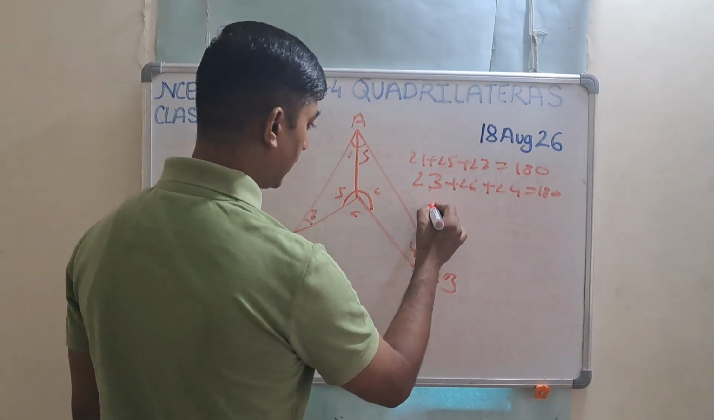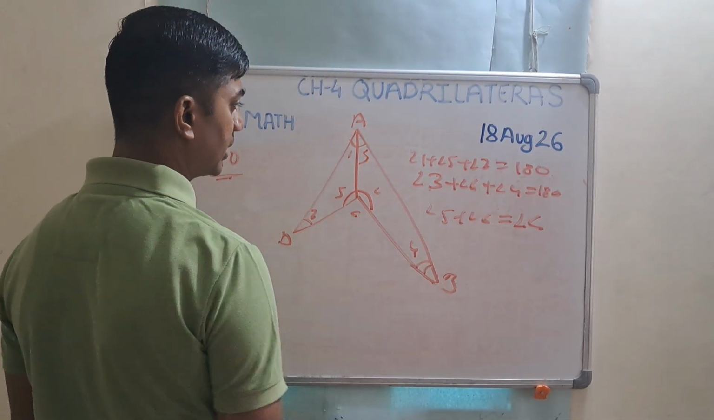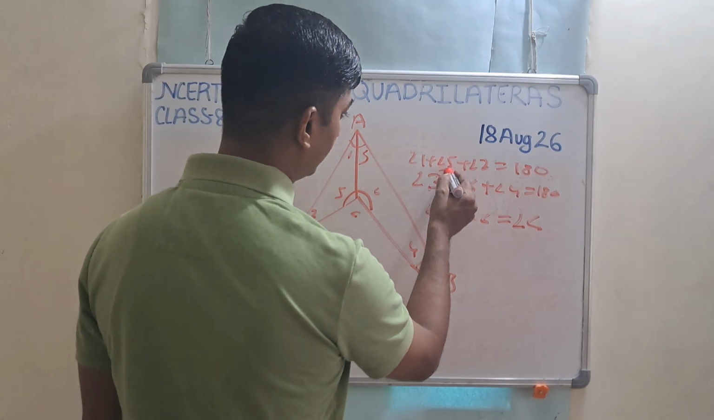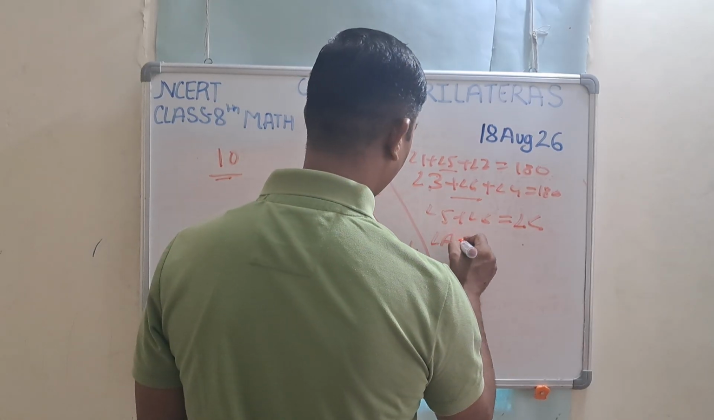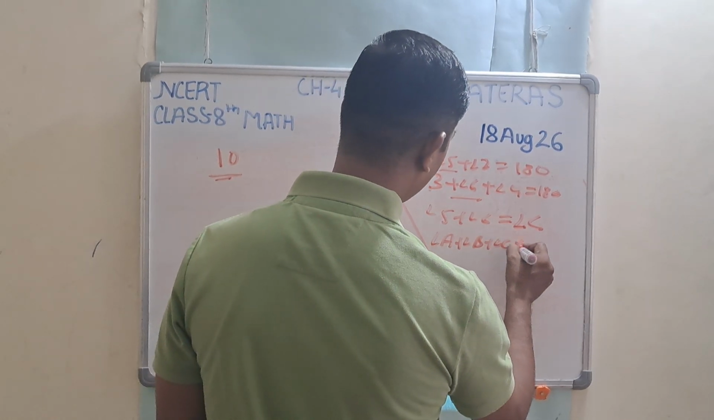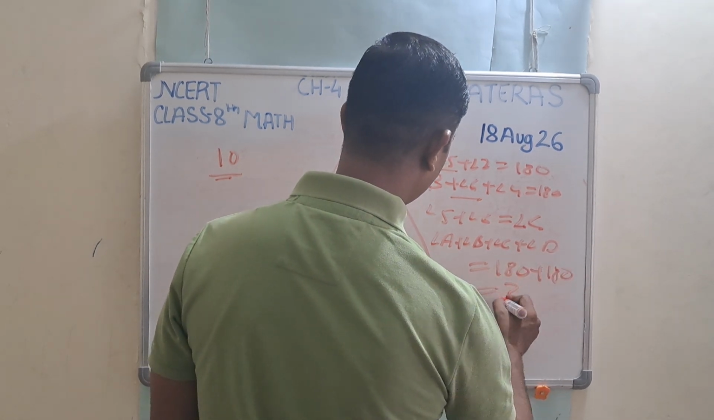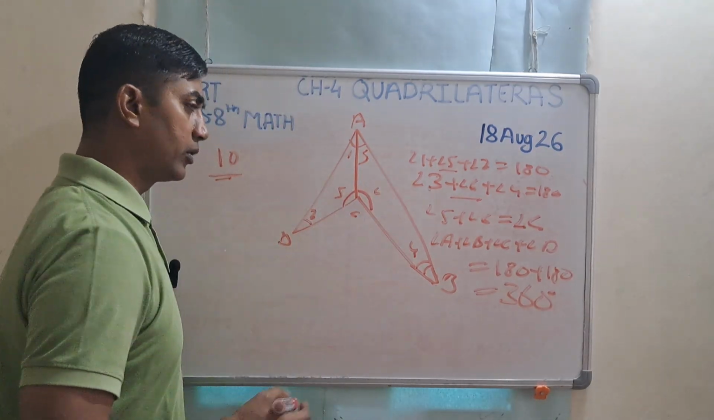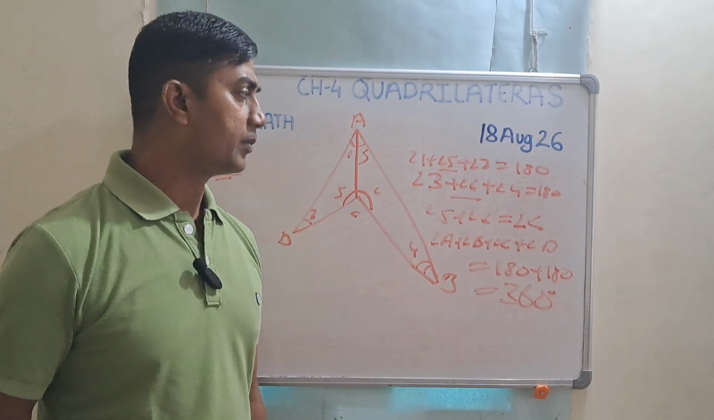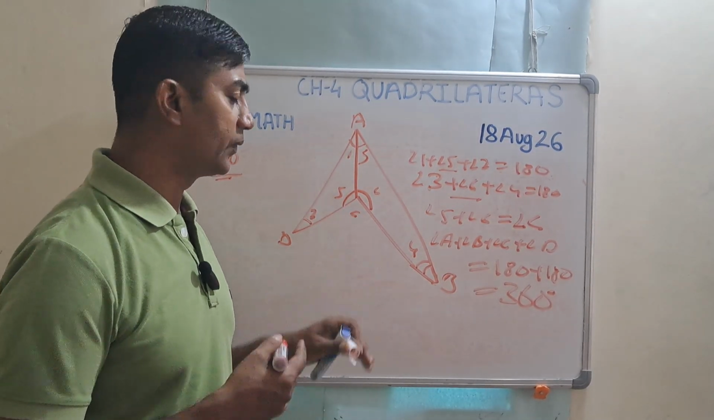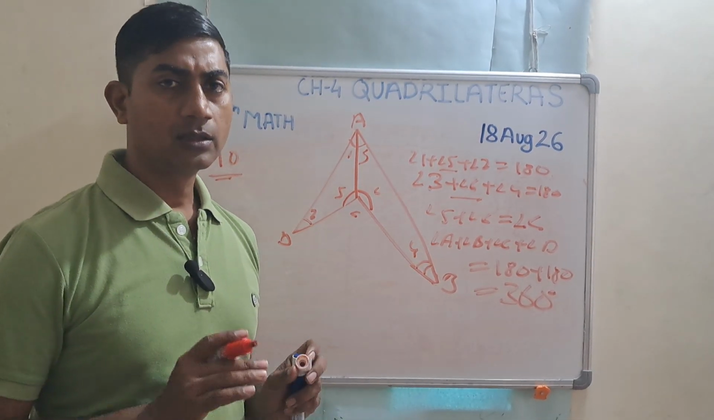And what we say? Angle 5 plus angle 6 is equal to angle C. And when we combine it, we simply write angle 5 plus angle 6 as C and the rest of the angles as A, B, D, we will see that angle A plus angle B plus angle C plus angle D is equal to 180 plus 180, that is 360. Understood? So for any type of quadrilateral, whether regular or irregular, regular means a definite shape, irregular means of any shape, the sum of the internal angles is always 360.